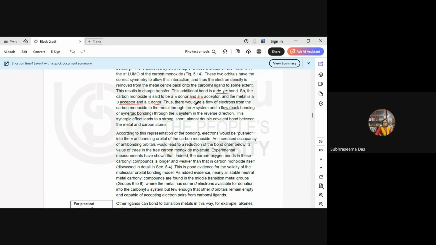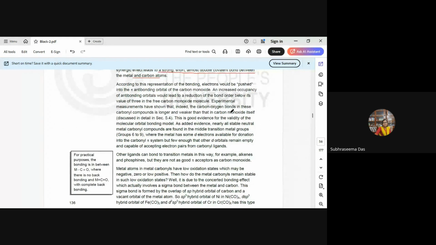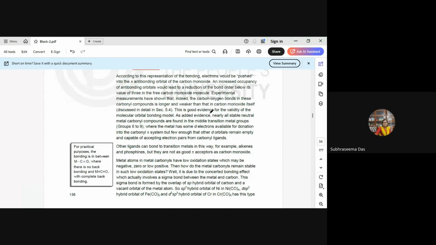This back bonding is a very important aspect of metal carbonyls, and it is also called synergic bonding through the pi system in the reverse direction. This synergic effect leads to a strong, short, almost double covalent bond between the metal and carbon atoms. So back bonding is a very important case that arises in metal carbonyls. Now, according to the representation of the bonding, electrons would be pushed into the pi orbital of the carbon monoxide ligand.